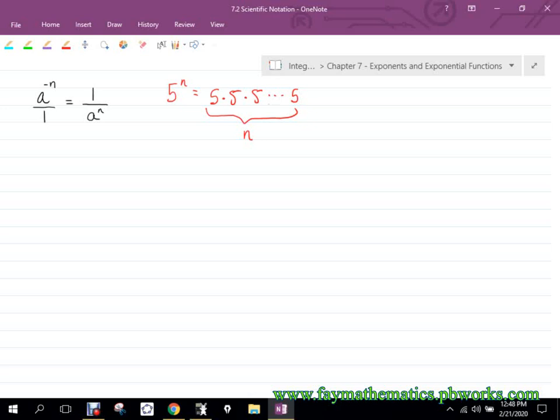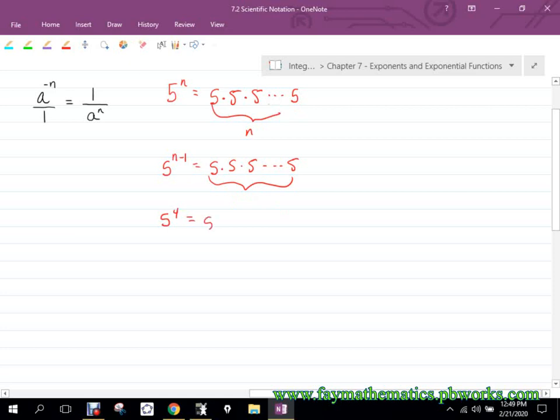Well, eventually that n is going to come down, so the next one would be 5 to the n minus 1, which would be 5 times 5 times 5 times 5, but it's going to be n minus 1 times. So if this was 30 times, this would be 29 times. Does that kind of make sense? Okay. The pattern eventually will get down to like 5 to the 4th. Well, 5 to the 4th means 5 times 5 times 5 times 5.